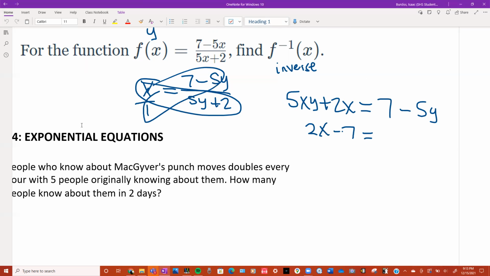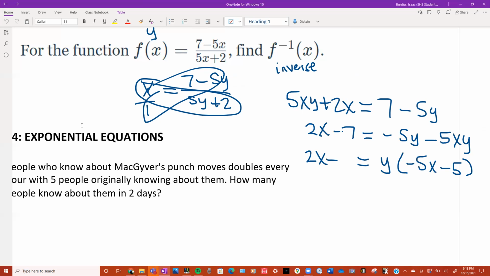And then -5y minus 5xy. So we factor out this y here. That would give us, just rearranging our terms, -5x minus 5, and then 2x minus 7. And you divide by this thing to get it by itself, and that is this.